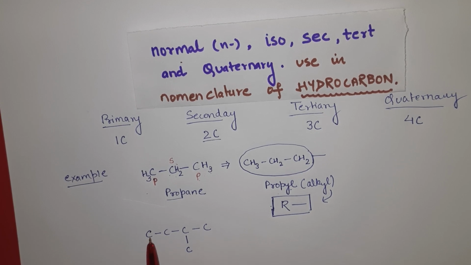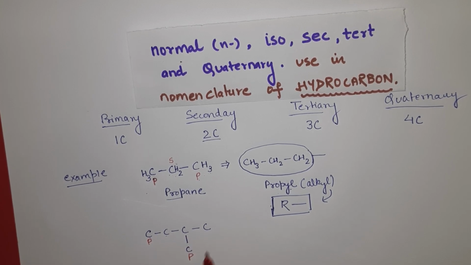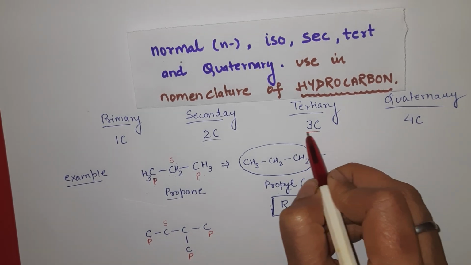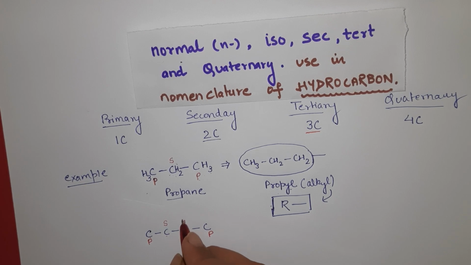So again, this carbon is bonded to one carbon, so I will write this as primary. This carbon is also bonded to only one carbon, so this carbon is also primary. Same as this is also primary. Here this carbon is bonded to 2 carbon, so this carbon is secondary, and this carbon is bonded to 1, 2 and 3 carbons, so this carbon is what? Tertiary.